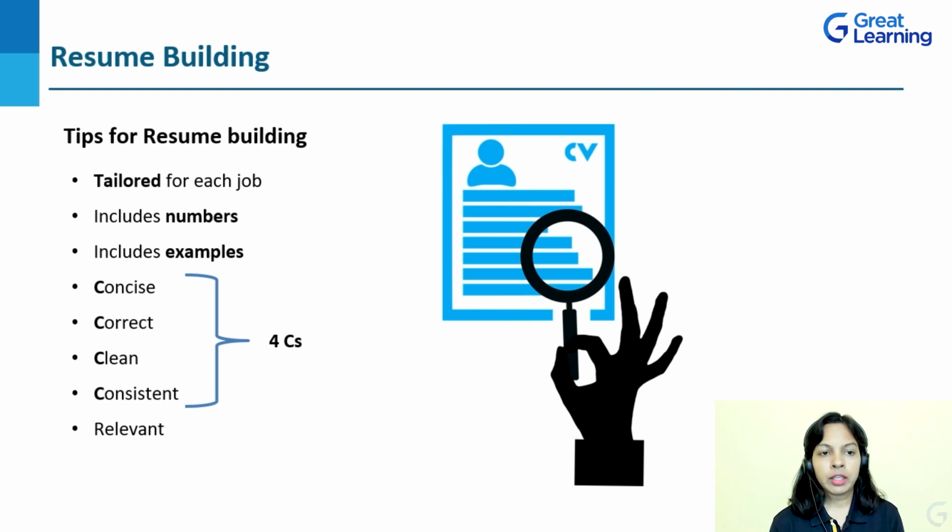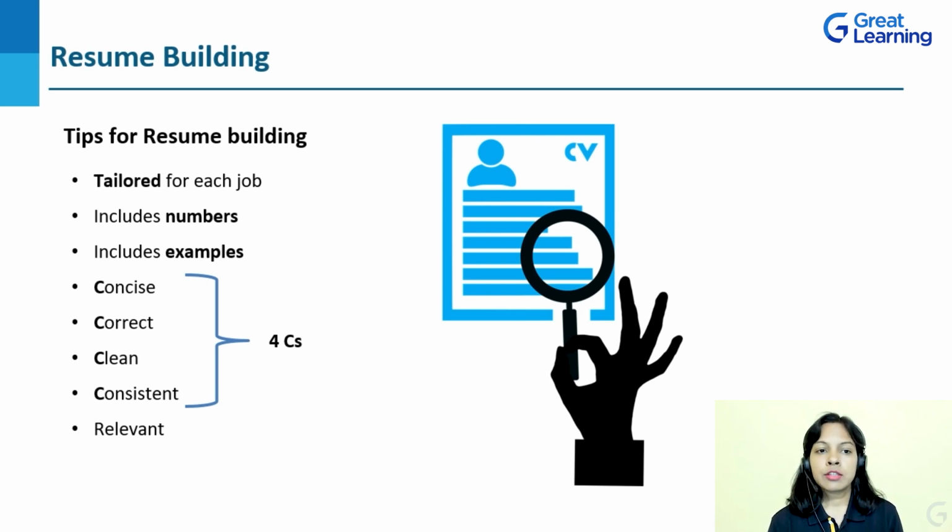These points or tips should be kept in mind no matter what kind of job you are going to apply for. Okay, so the first point is that it should be tailored for each job. That is, your resume should highlight those skills and those qualities of yours which play a major role in getting you selected for a given job profile. That is, you should go through the job description of the job which you are applying for, and accordingly you should tailor or format your resume.